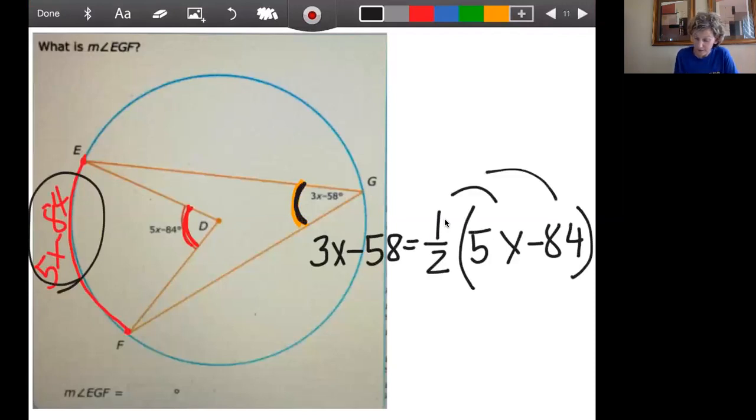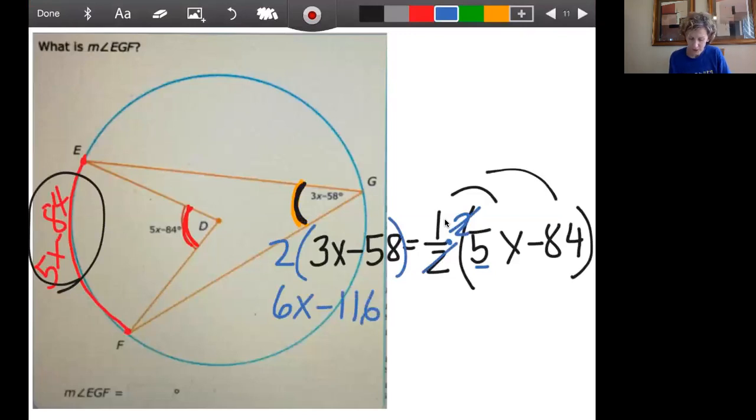We have to distribute the 1/2 in, or better yet, I can multiply both sides by 2. I'm going to squeeze it in here. If I multiply by 2, it clears the fraction. So I'm going to multiply this side by 2. Some of you may think that seems unnecessary, but when I saw this 5 here, I didn't want to try to use a decimal there. So anyway, I'm going to multiply by 2 on both sides, and I'm going to get 6x minus 116, 2 times 58, equals 5x minus 84.